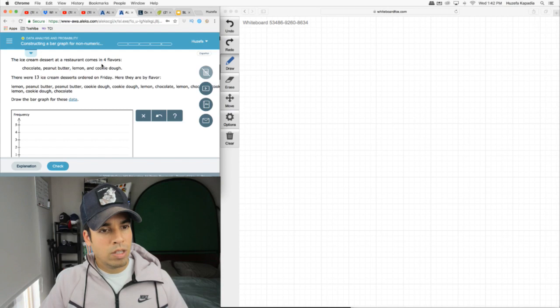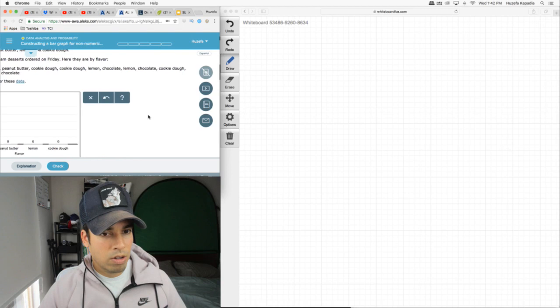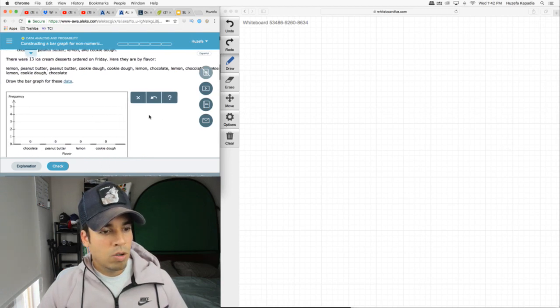The ice cream dessert at a restaurant comes in 4 flavors: chocolate, peanut butter, lemon, and cookie dough. There were 13 ice cream desserts ordered on Friday. Here they are by flavor. Okay, so now they're kind of listing all this out here. So we want to represent this in terms of the count of each of these. So let's try and do this one by one.